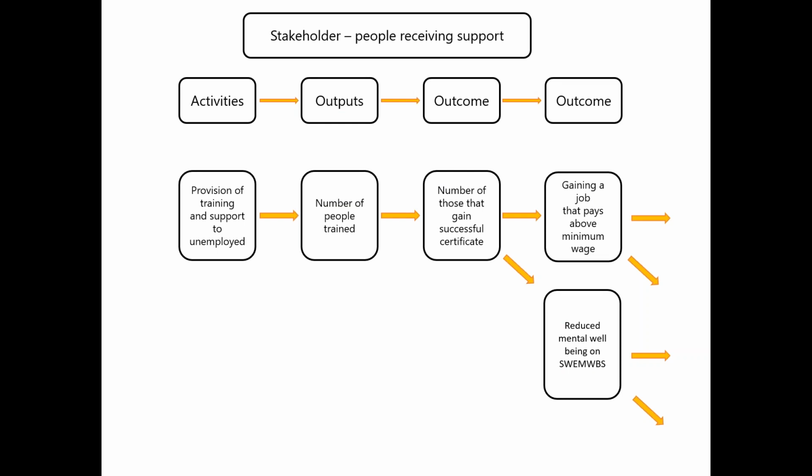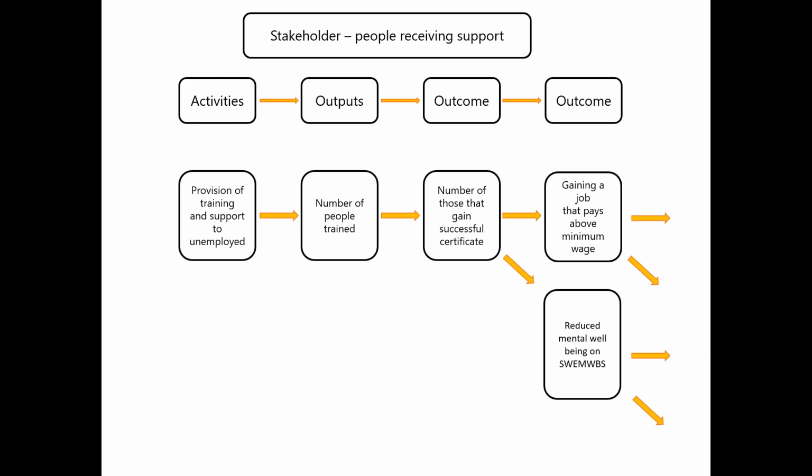The previous webinar highlighted our consistent case study where we're looking at a social enterprise that supports people into employment, supporting long-term unemployed people to find the work that they desire. Going through the chain of events, we have the activities of the provision of training and support to long-term unemployed people. We have outputs around the number of people trained, outcomes in that some of the number of people gain successful certification. A subsequent outcome to that is that some people gain a job paying above minimum wage, and others have a reduced mental well-being, or depression if you prefer.